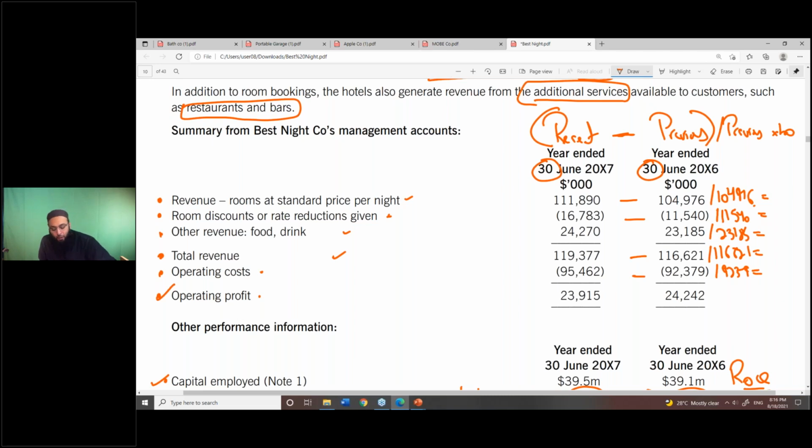For operating profit margin, obviously operating profit divided by the sales of 111,890 will give you the answer. For the second one, operating profit divided by 104,976 will give you the answer.